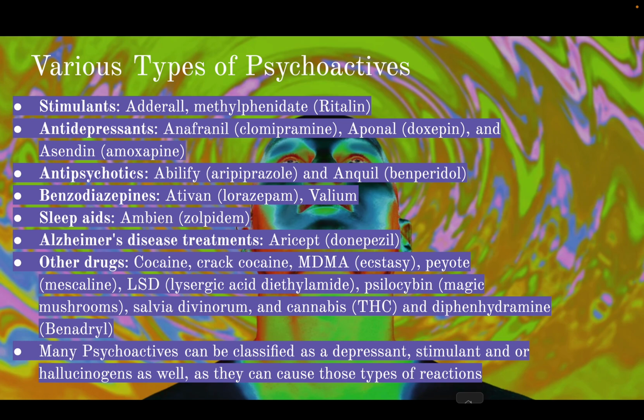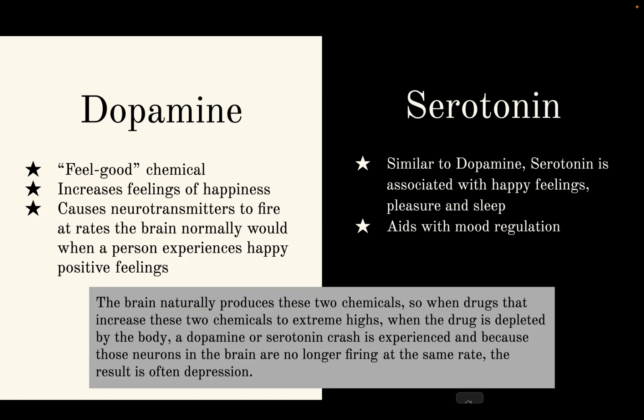So many psychoactives can be classified as a depressant, a stimulant, or a hallucinogen. Like I mentioned, it can be one, it can be two, it can be many, as they tend to cause those types of reactions or numerous reactions that fall within those categories. The two chemicals within our brains that are often affected the most by these drugs are dopamine and serotonin.